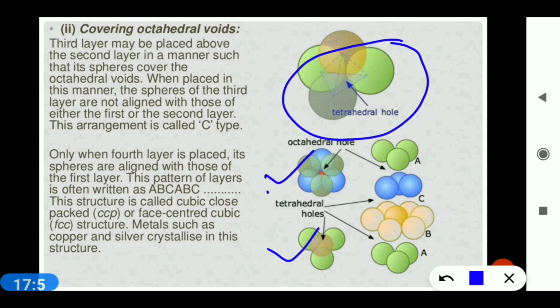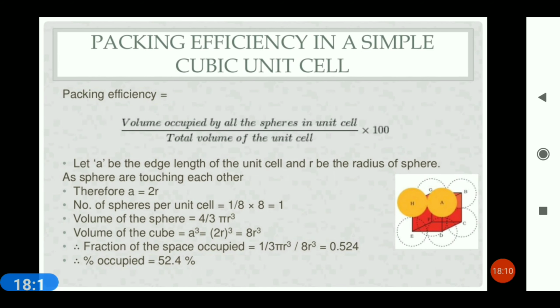The third layer may be placed above the second layer, and when placed in this manner, the spheres of the third layer are not aligned with those of the first or second. So this is the ABC type of arrangement. A layer, A, B, C. So this type of arrangement is there.